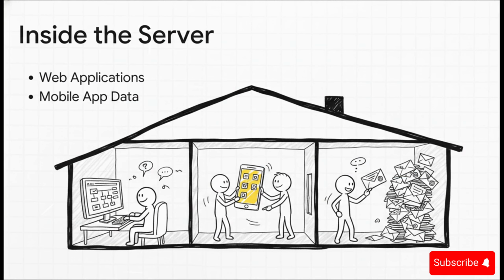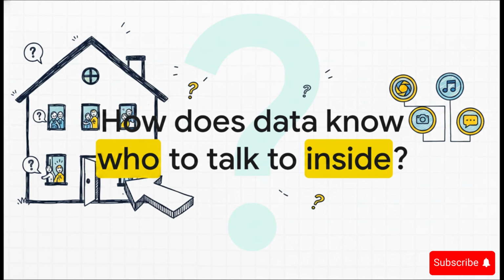But here's the catch. Once your data actually arrives outside the server, it finds a bustling house with multiple applications running simultaneously. It's not just some empty building. Inside this server house, you've got web applications running, mobile app data being processed, mailing servers constantly pinging. It's very much like a busy hostel where different people, say Varun, Tarun, or Ranjit, are all living under the exact same roof. Which brings us to a pretty major routing problem.